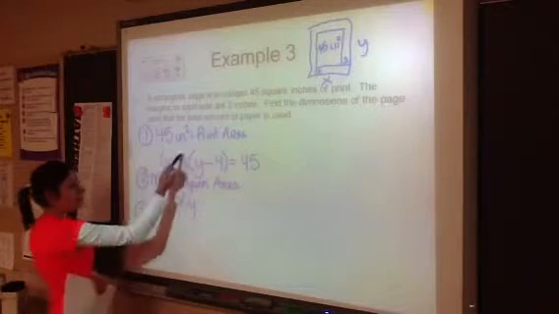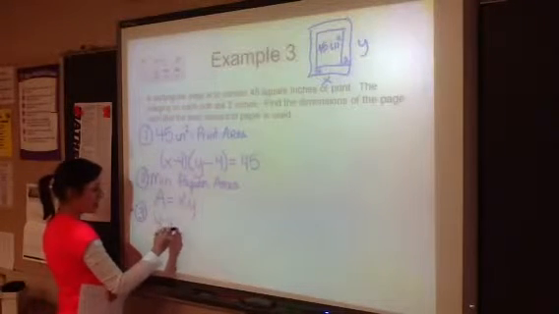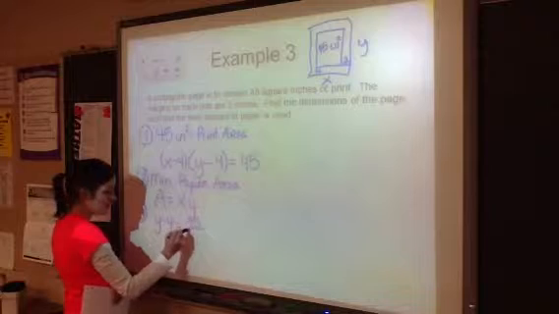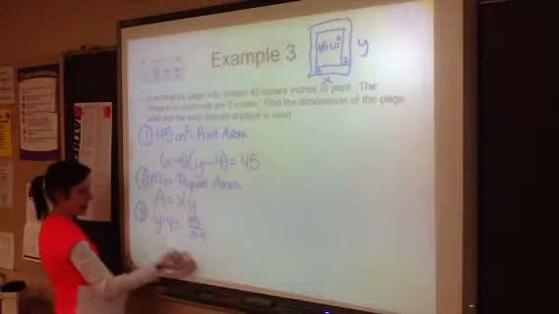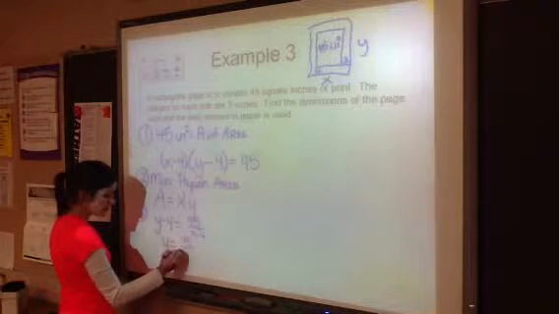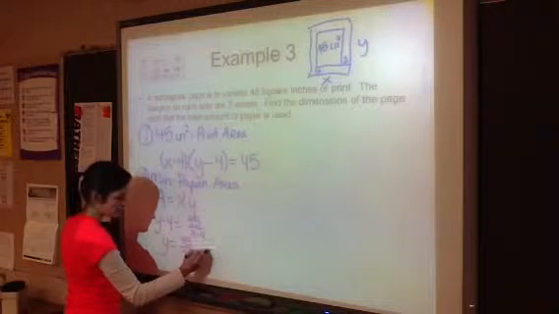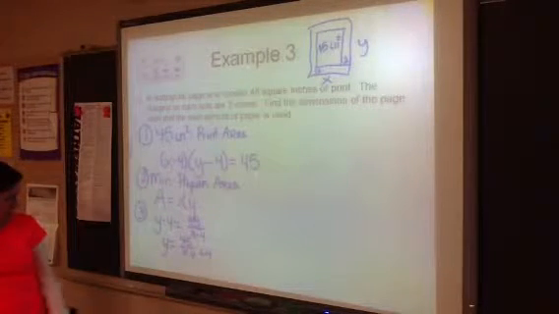So I'm going to divide by X minus 4. So I have Y minus 4 equals 45 divided by X minus 4. Then to solve for Y, I'm going to add 4 to the other side. So we got Y equals 45 over X minus 4 plus 4. So that one was a little more difficult to solve for Y.